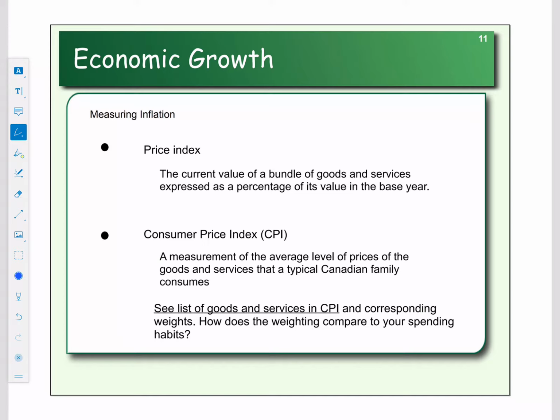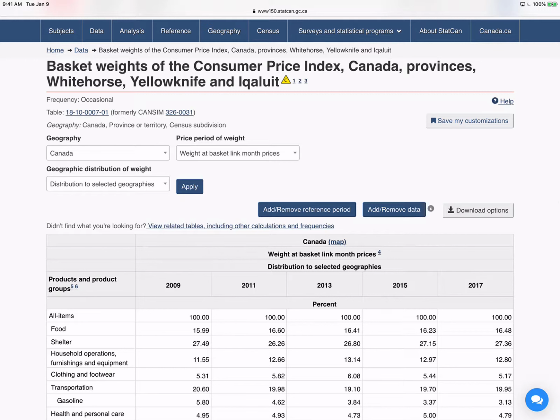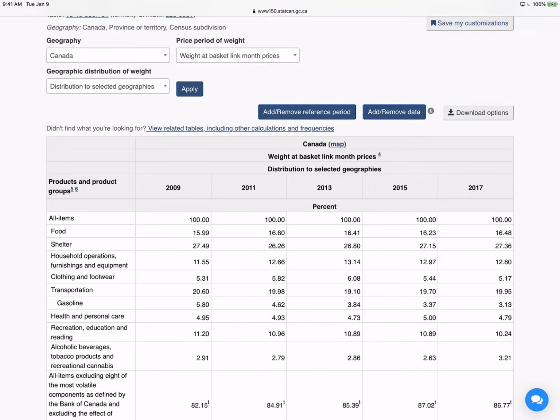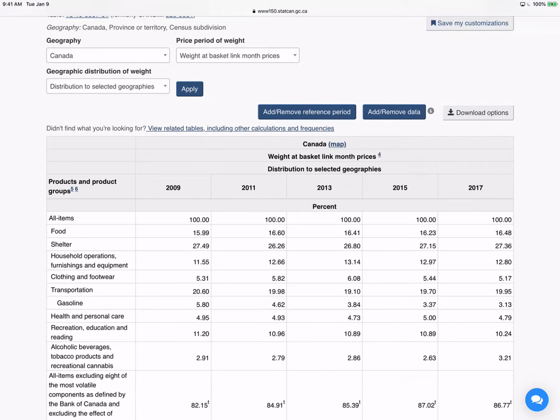It's a measure of what the typical Canadian family consumes. And in fact, let's take a look at some of the weightings that they put on those goods and services. So let's just go into Stats Canada. So here is the basket weights. They get adjusted every couple years to reflect the percentage of income that households spend on different items. So you can see here, this is across Canada, but you can also change it for different provinces. But let's look at Canada for now.